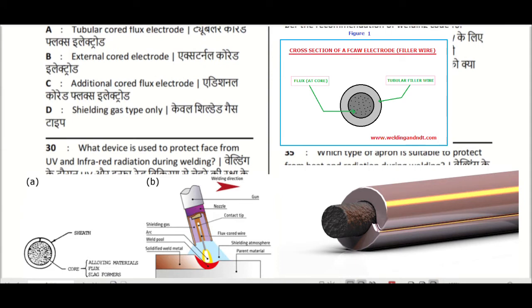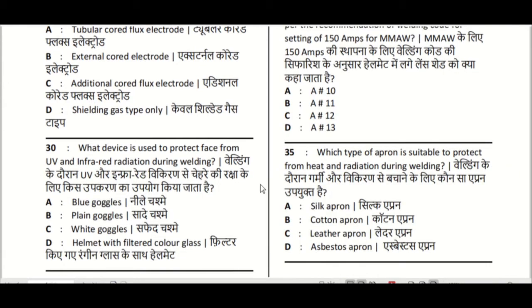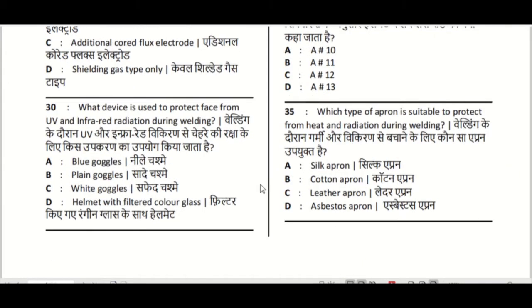What device is used to protect the face from UV and ultraviolet radiation during the welding process? Answer is helmet with filtered color glasses.